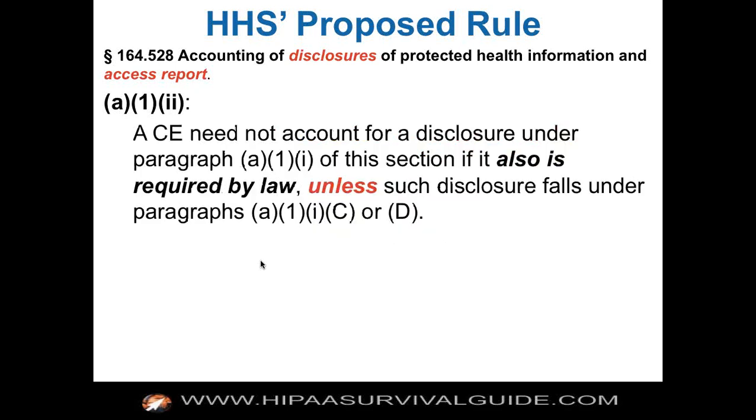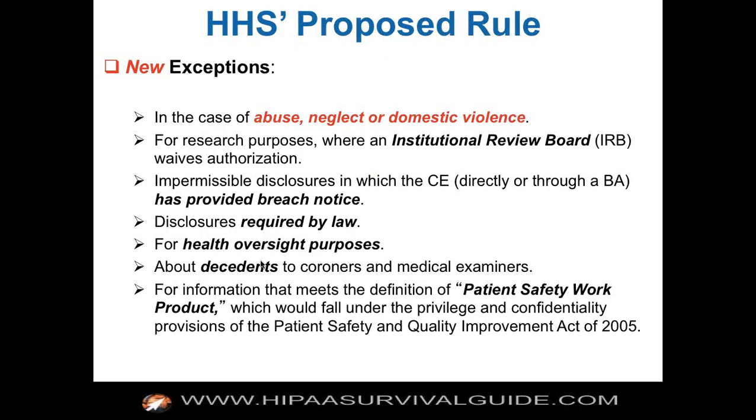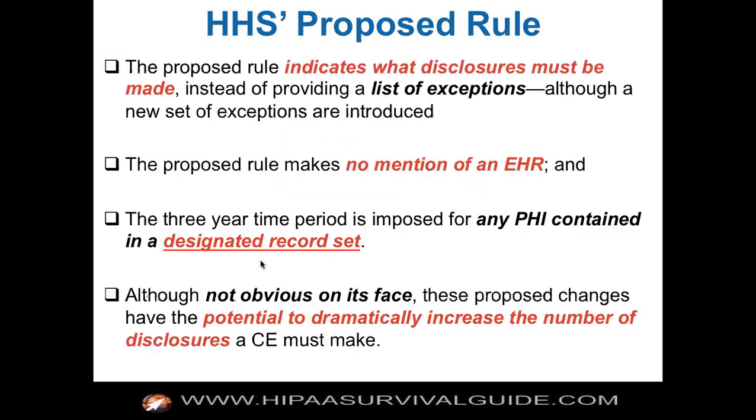So for disclosures, TPO is accepted. Okay, and there are these other exceptions, though, for abuse, neglect, or domestic violence. You don't need to provide it, et cetera, et cetera. So they took some exceptions away. They put some exceptions back. Here's a summary of this part of it. It indicates what disclosures must be made, and then it provides this other list of exceptions.